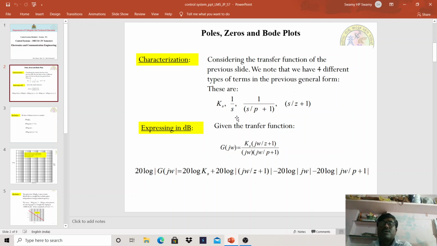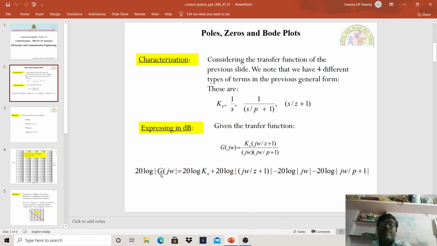If you want to convert this in dB to calculate the magnitude, you have to put first, according to rules of Bode plots, s is equal to j omega. You have to put that in the above equation. So s is equal to j omega is nothing but what? G of j omega is equal to kb into j omega by z plus 1 divided by j omega into j omega by p plus 1. Now we have to calculate the magnitude of this.